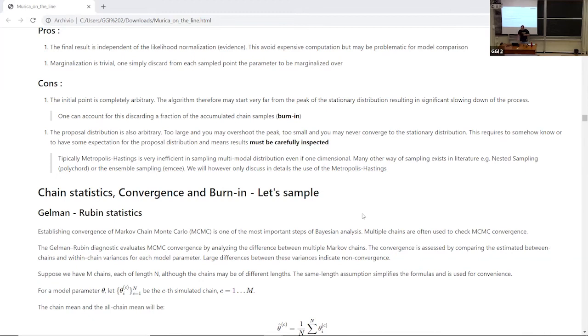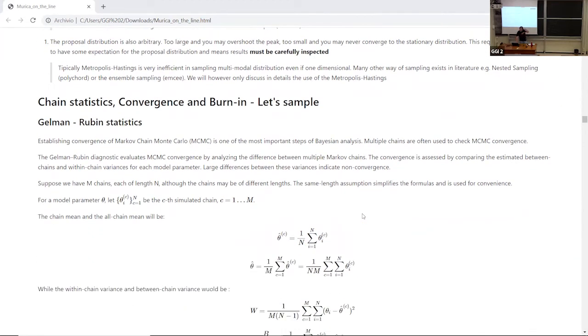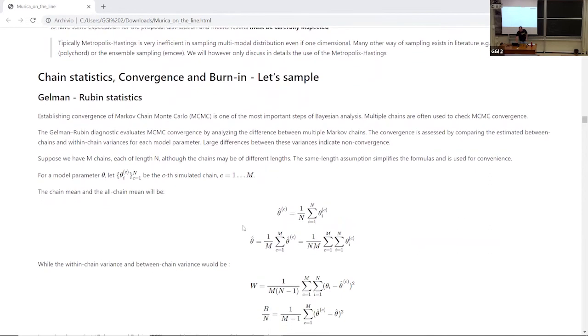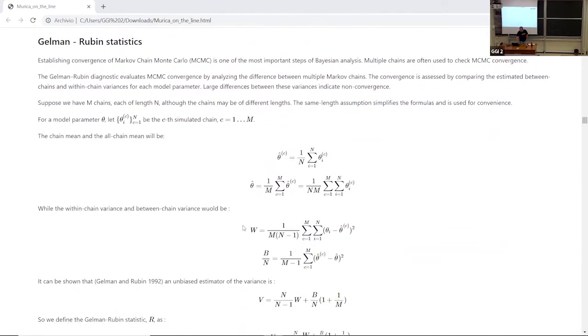So to do so, typically, there are many different ways. The important one, the one that we use the most, or at least the one that I show here, is called the Gelman-Rubin statistic. And it basically checks the convergence by analyzing the difference between multiple chains of the Markov process. So typically you don't use only one chain, but you run multiple chains at the same time to accumulate more and more samples altogether. And then you can check the convergence by looking at the mean and the variance of the parameters inside the chain. So basically it's very simple to make it work.